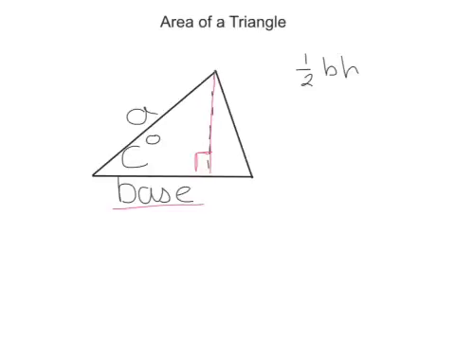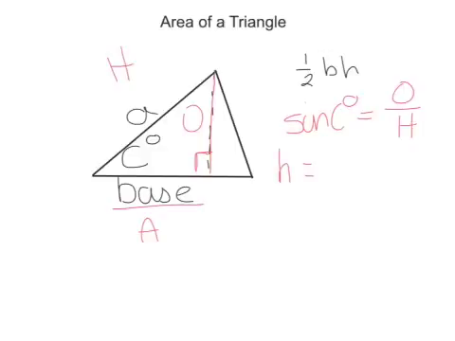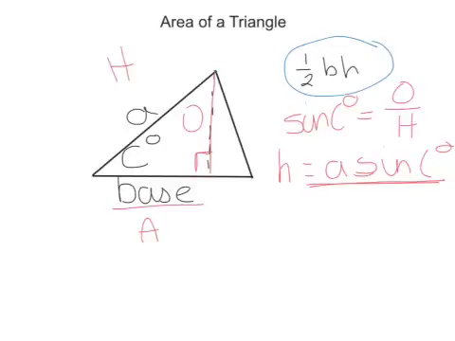So if I do that, SOHCAHTOA says this would be my hypotenuse, this would be my opposite, and this would be my adjacent. So what I have is that sine C is equal to the opposite over the hypotenuse. Now my hypotenuse is A and my opposite is the height. So if I rearrange this, I'm going to get that H is equal to side A times sine C. And it's using this piece of information here that I can rewrite this formula to involve trig.